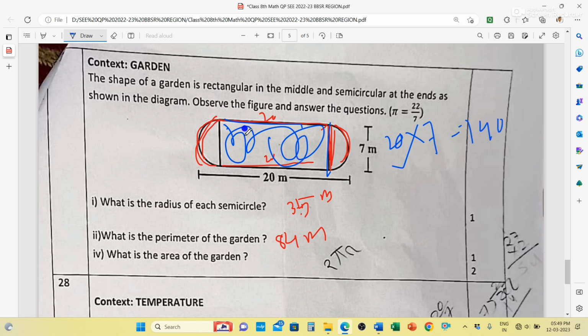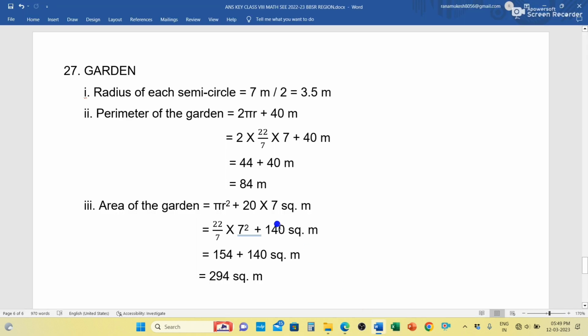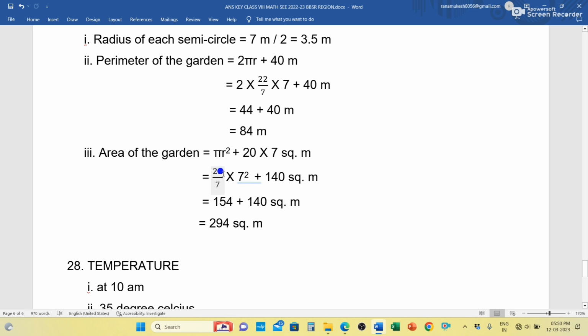Square units. Then the area of this portion, that means the area of a semicircle. You know, the area of a circle is pi r square. This one will also be pi r square, the area of a circle, but here these are semicircles. So the area of two semicircles equals the area of a circle: half pi r square plus half pi r square, that will be full pi r square. So 140 plus pi r square, with pi equal to 22 by 7, into r equal to 7, so r square equals 7 square.